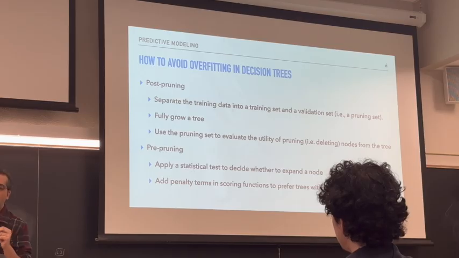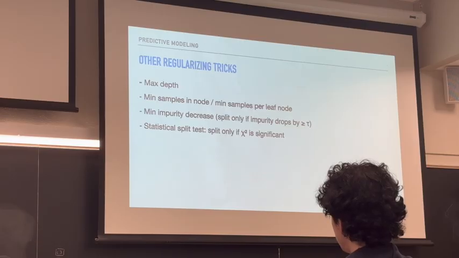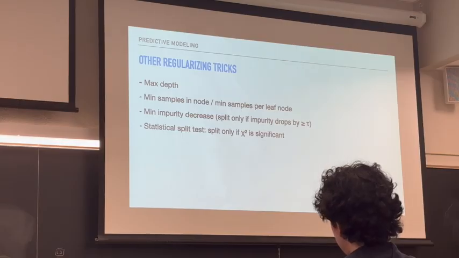Or you can say I will not split if the purity is above a certain threshold level tau, right? So all of those things can be done, or you can do the chi-square test, or there are other statistical power tests that can tell you whether splitting a node is actually statistically relevant or not, right? So the penalty terms are all of those other hyperparameters that I mentioned.